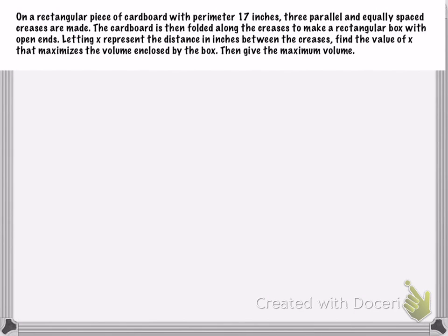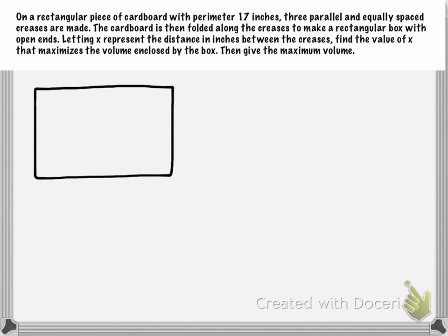On a rectangular piece of cardboard with a perimeter of 17 inches, 3 parallel and equally spaced creases are made. The cardboard is then folded along the creases to make a rectangular box with open ends. Letting x represent the distance between the creases, find the value of x that will maximize the volume enclosed by this box.